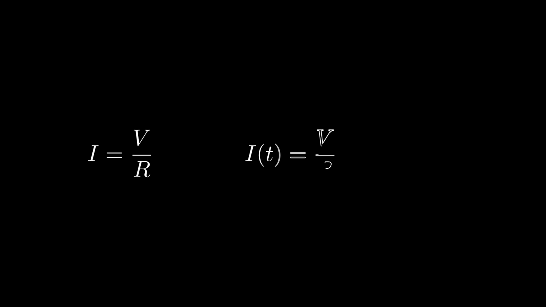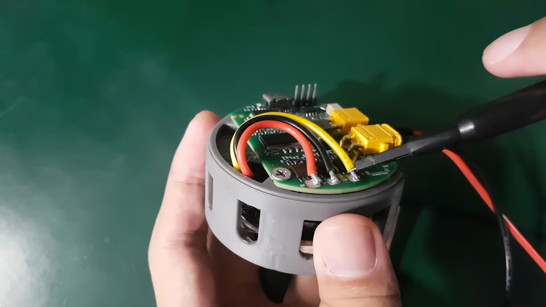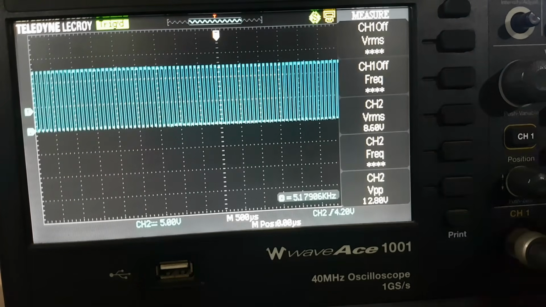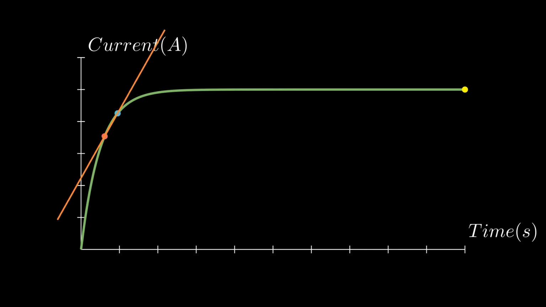Mathematically, the current versus time in an inductor can be expressed like this. From this equation, we can get an idea of how to determine R and L. In a motor driver system, we can apply a reference voltage to the motor and observe the resulting current. The resistance value can be obtained by dividing the applied voltage by the measured current. For inductance, we can look at the initial slope of the current rise over time.